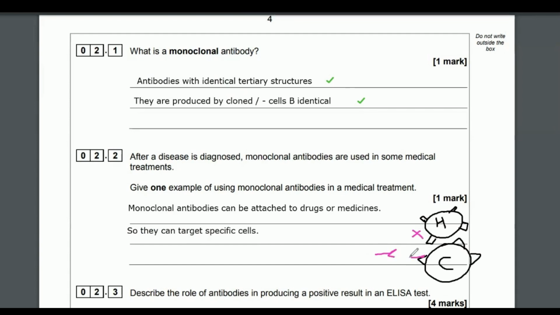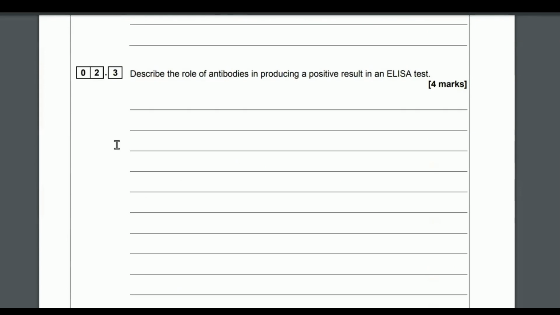So I would attach a drug, which I'm going to use a green to attach a drug to these monoclonal antibodies, these pink ones here. They will only attach to the cancer cell because the antibody is only complementary to the antigen on the cancer cell. The tertiary structure is only complementary, so will only bind to the cancer cell. Those little green squiggles, those are my artistic impression of a cell-killing drug.